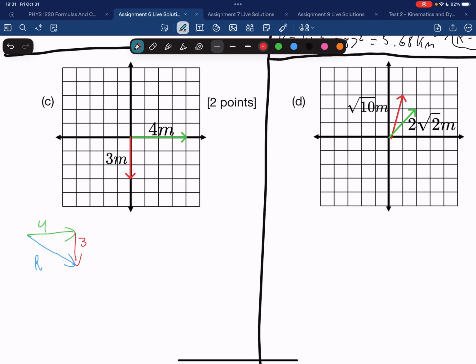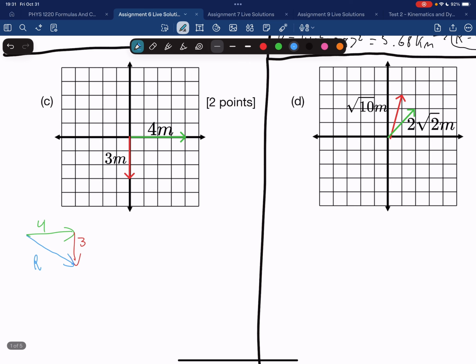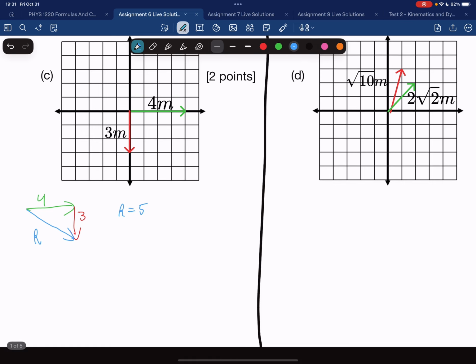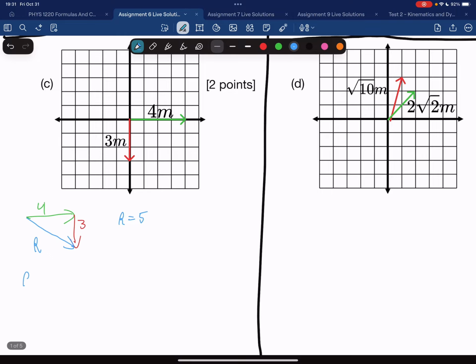Now, if you remember your special triangles, you will know that a 3 and a 4 on your straight sides of a right angle triangle always gives you a hypotenuse of 5. But if you didn't, you can always do the Pythagorean theorem of 3 squared plus 4 squared, and that will give you 5 anyway. So we know the magnitude is 5.